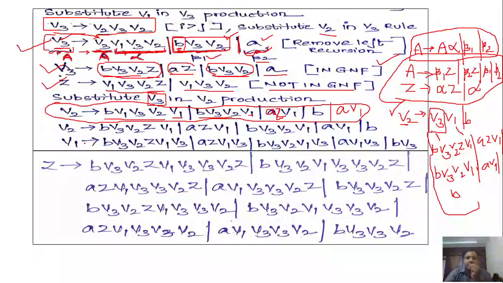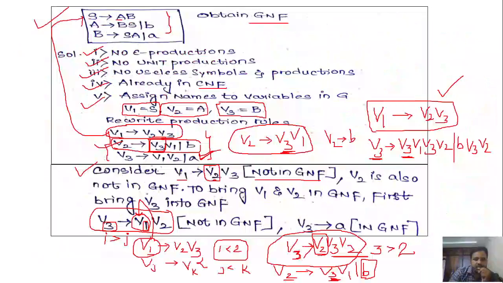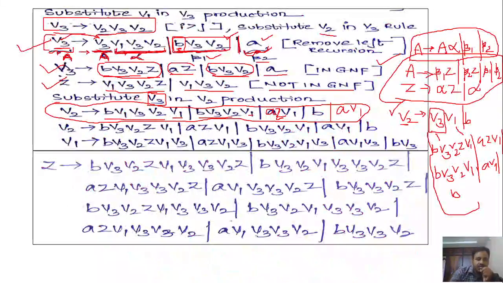Now next, after getting this, you can observe that V2 is in GNF. So what we have to do is substitute this V2 value in the V1 production rule, so that V1 will also get into GNF. So that we will do, right?